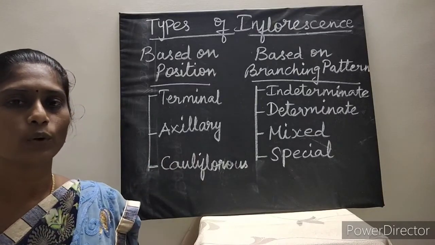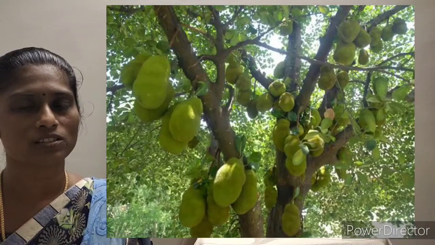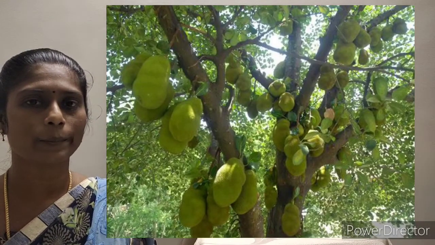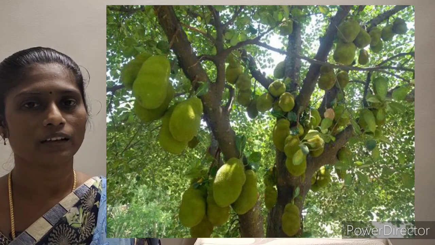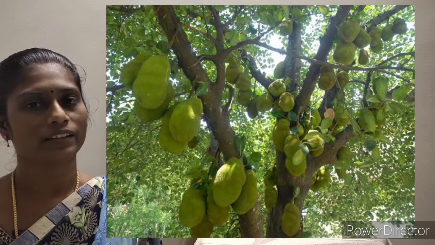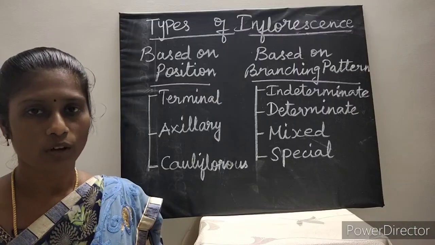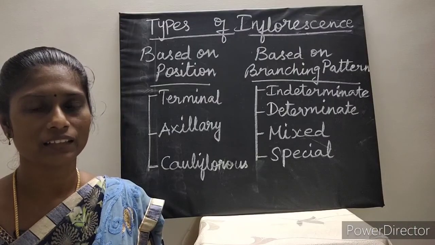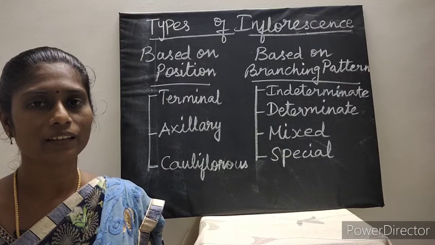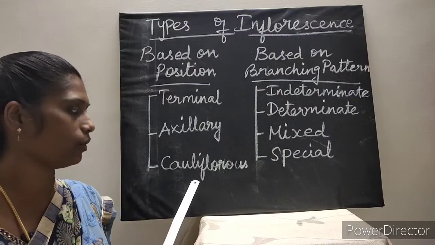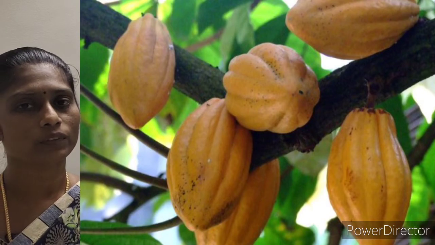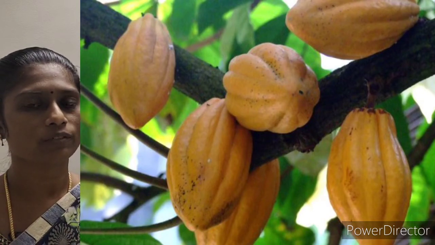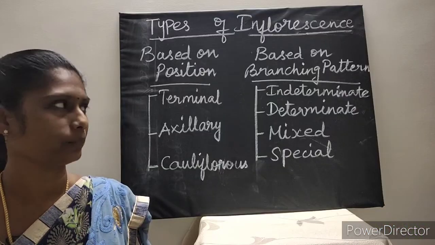Next one is cauliflorous. Have you noticed the jackfruit inflorescence, children? Where does it develop? Yes, it develops directly at the woody trunk. So an inflorescence arising directly at the woody trunk is called cauliflorous inflorescence. Example, Theobroma cacao. Cauliflorous means the inflorescence develops directly at the woody trunk.